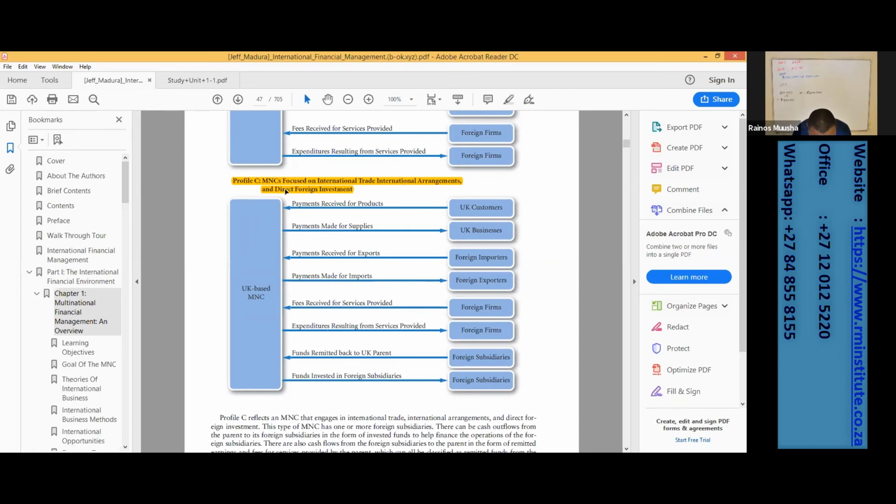Then they also look at direct foreign investment, and this is where there are going to be funds remitted back to the parent company where they established the subsidiary, and funds invested in foreign subsidiaries as well. So this is where the activities of the multinational company are going to be broader than the initial diagram that we see there.